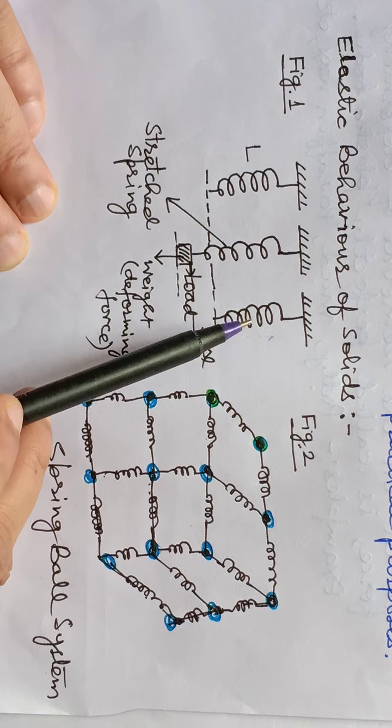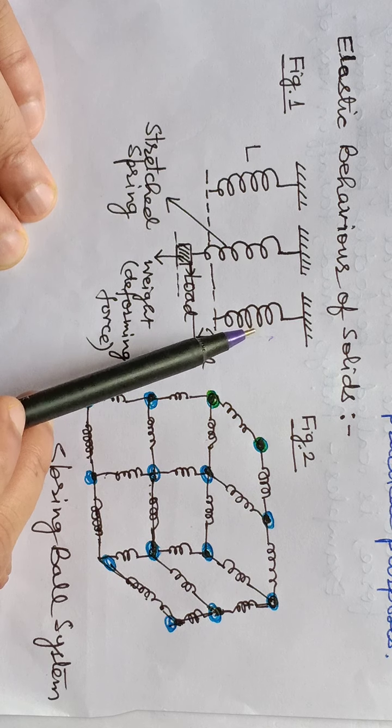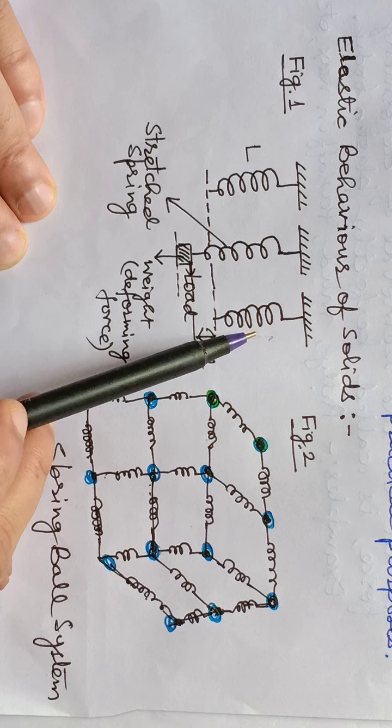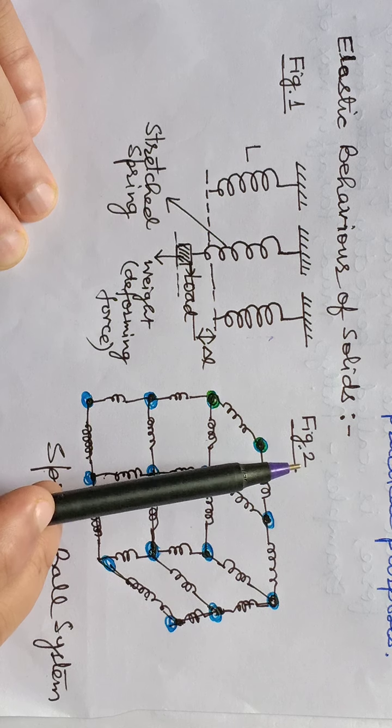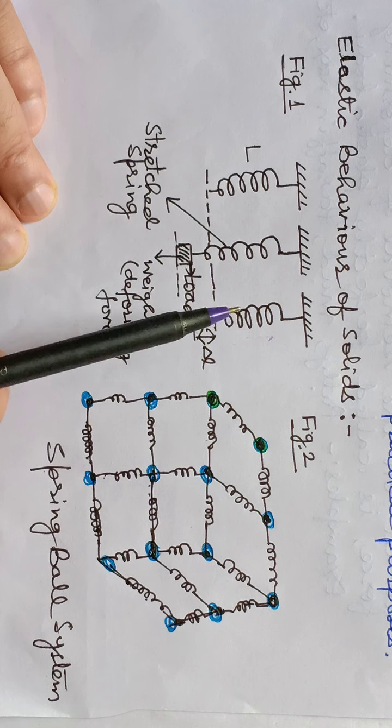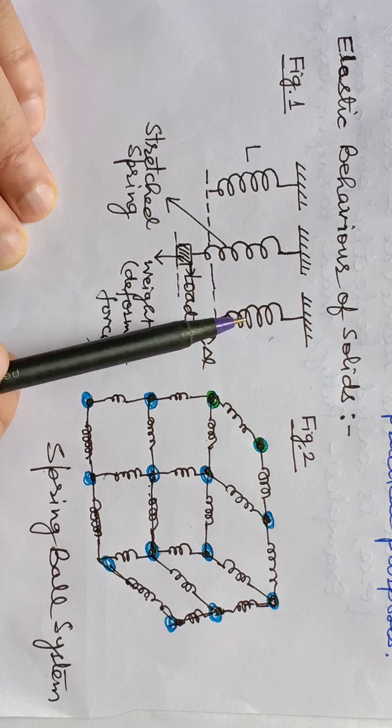Also, we have felt the same during exercise when we use a bullworker. We stretch and compress it. We feel force opposite to the force we have applied on the bullworker. Now come to this figure number 2. Here we have understood the action of one spring.